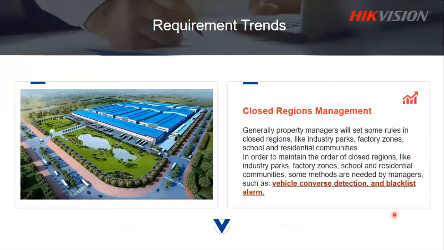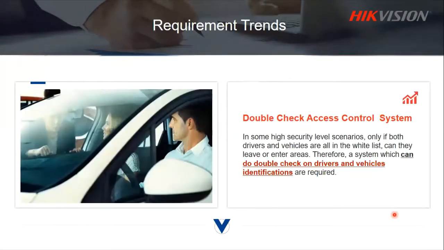Right, and then another way is closed regions. So this could be estates, business parks, those kind of things. Again, a little bit of control of vehicles, but also monitoring other things. Generally property managers will set some rules in closed regions like industry parks, factory zones, schools, residential communities like estates, etc. In order to maintain order, some methods are needed by managers, such as vehicle converse detection and blacklist alarming. So if there's a vehicle that's unwanted in the area, we need to get notifications on this, so we can do that as well.